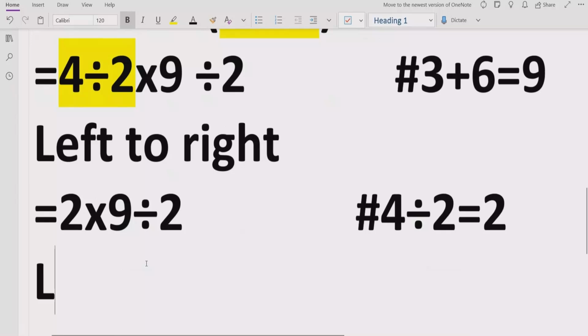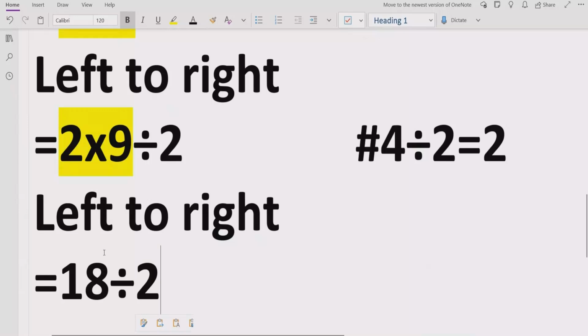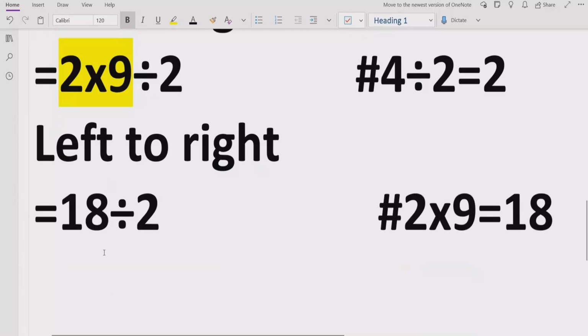And here we have to give the reference: 4 divided by 2 equals 2. Now move forward. Again, we have to go left to right and find out which is coming first. So now we have 2 multiply by 9, which equals 18. And divided by 2, we will write here as it is. 2 multiply by 9 equals 18. Now move forward. We have two terms and we have the division sign, 18 divided by 2. So we will divide both of them and get the answer, which is 9. So the answer of the given expression is 9.